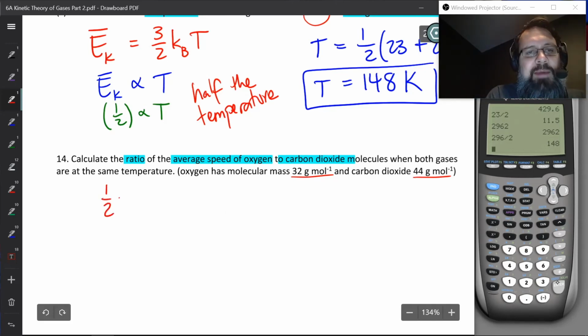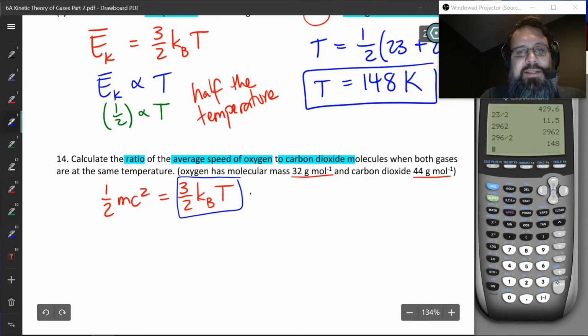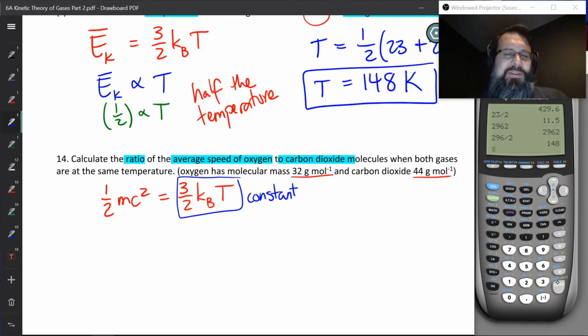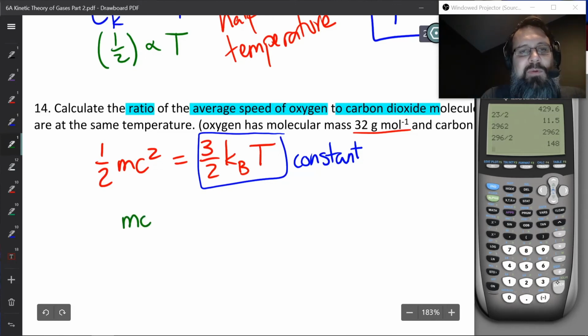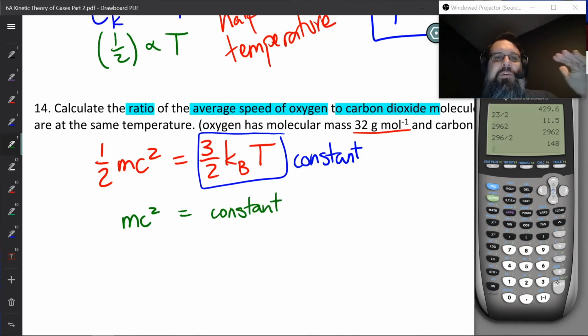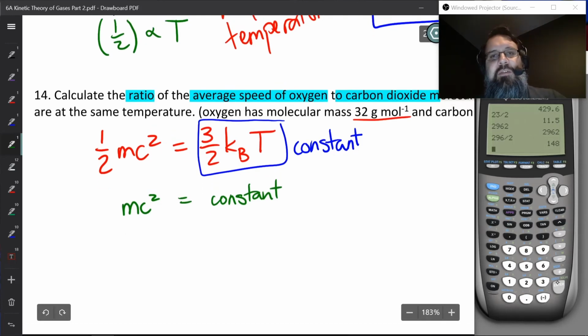What we know is that 1/2 mc squared is equal to 3/2 kBT. We also know that they're being kept at the same temperature, which means that all of this stuff here is constant. Also, the 1/2 is constant too. So we can write this new equation, which says that mc squared is equal to a constant. What this means is that whatever you do for m and c, if you do mc squared, you're going to get the same number no matter whether it's oxygen or carbon dioxide. So mc squared for oxygen has to be equal to mc squared for carbon dioxide.